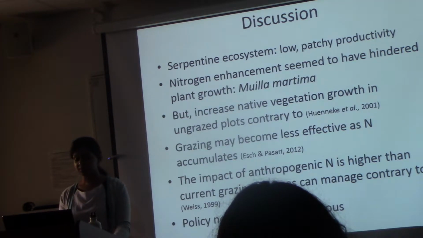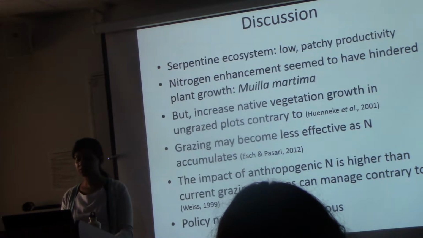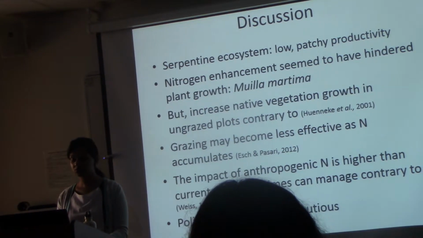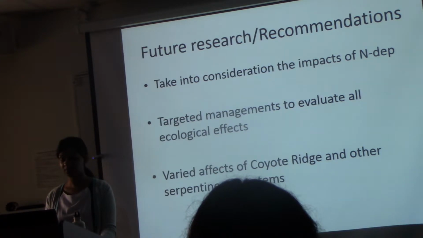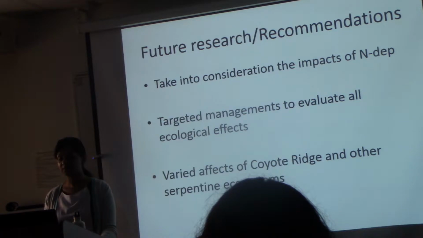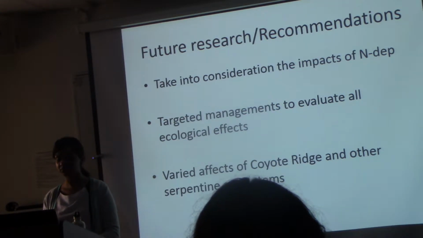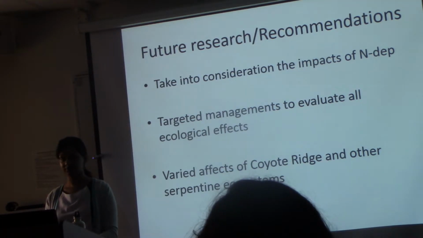As shown by my results, nitrogen did seem to increase native vegetation growth in ungrazed plots, contrary to other studies at Coyote Ridge. To confirm this, sampling more plots and gathering more data points might be important. Although nitrogen cannot be removed from an ecosystem, local management can implement strategies for new conservation projects in the future focusing on these impacts. Targeted management may be required to improve conservation outcomes, evaluating the full scope of ecological effects.